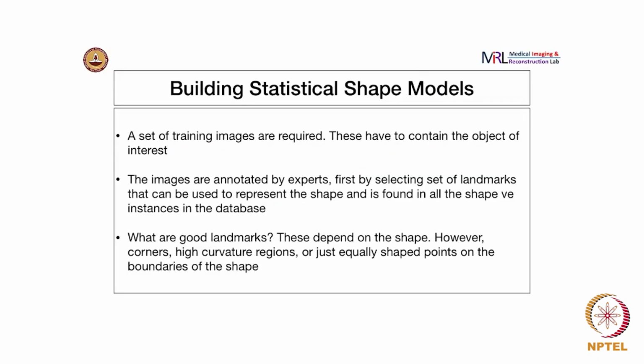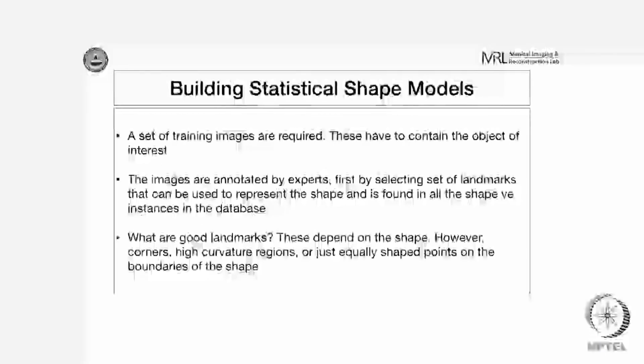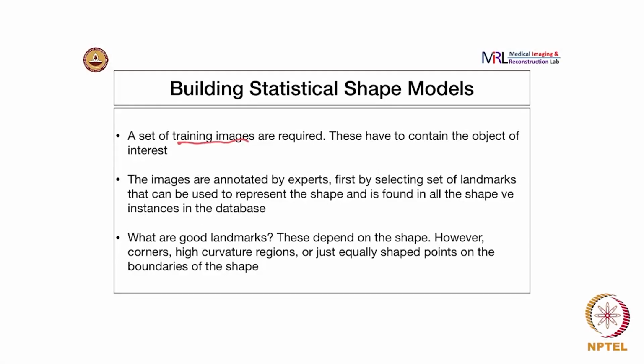Okay, so let's get into the process right away. The first step is to build the statistical shape model. Now, how do we go about building this so-called shape model? First we need a set of training images. That's absolutely required. When I say training set, or you can say example set.